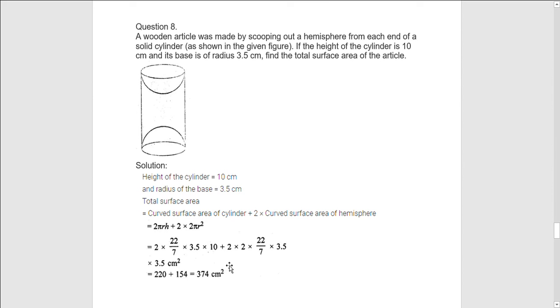So just substitute again the value and calculate it. I hope you can do it. So all the calculation you do on the right side.